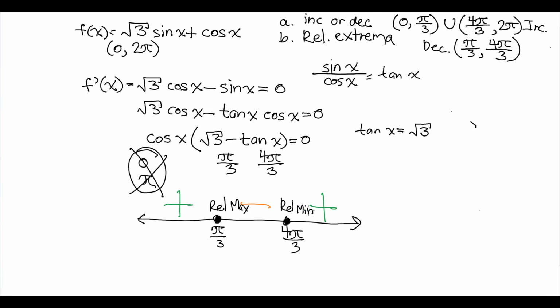And if we were to find the actual points, our relative max is at pi over 3. Then we just evaluate f of x at pi over 3. We get sine of pi over 3 is root 3 over 2, plus cosine of pi over 3, which is 1/2. So we get pi over 3, comma, 2.